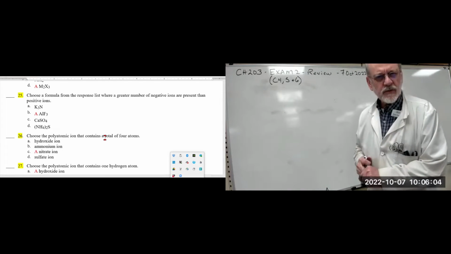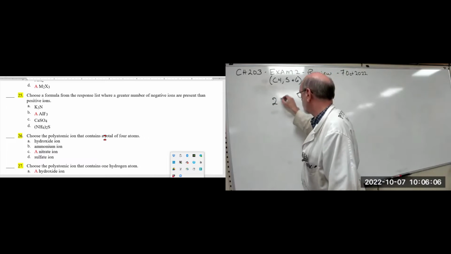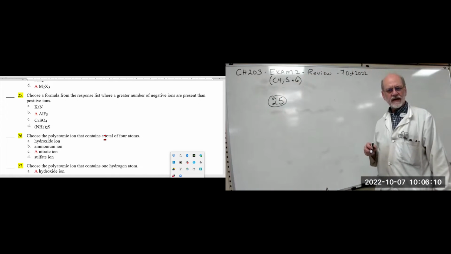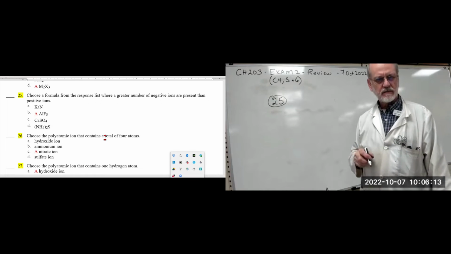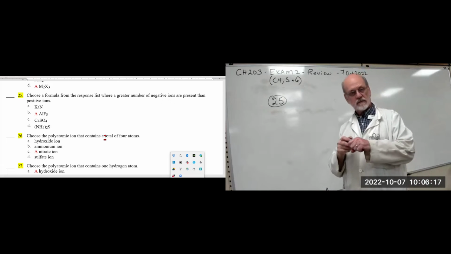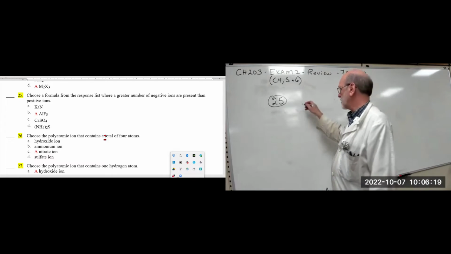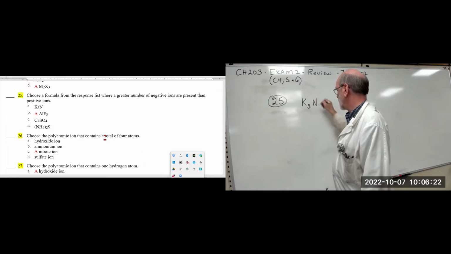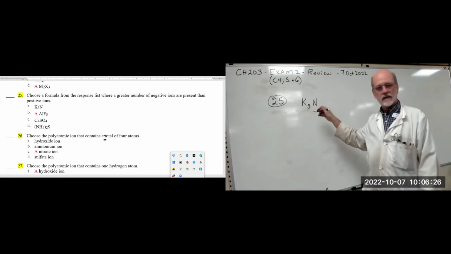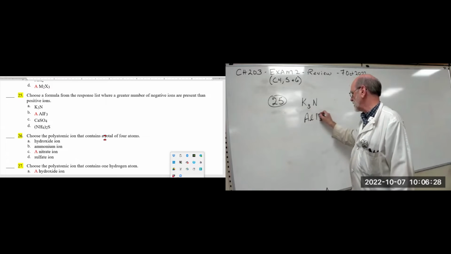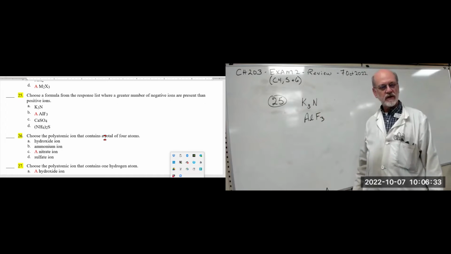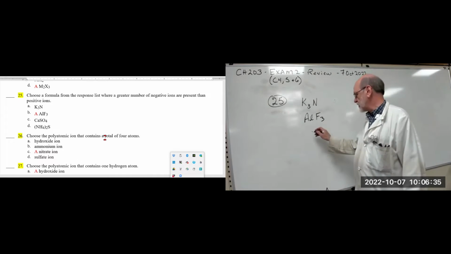Choose a formula from the response list where a greater number of negative ions are present than positive ions. Oh, you just have to look at it. K3N. If this is negative and that's positive, there are more positives than negatives for this one, so that's not it. How about this one? There are more negatives than there are positives. That's a good answer. What about this one?